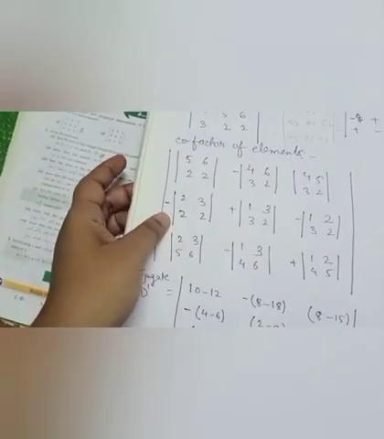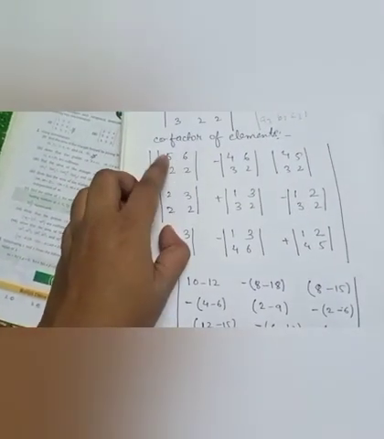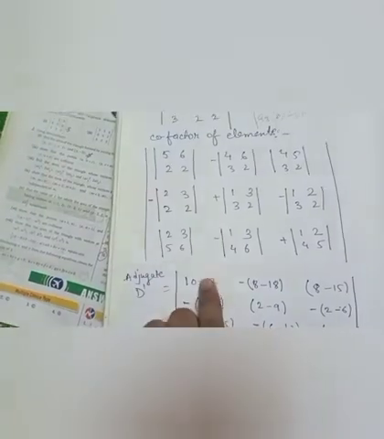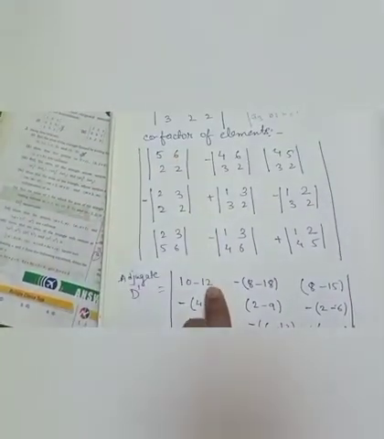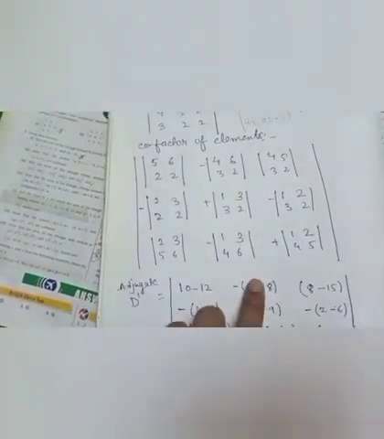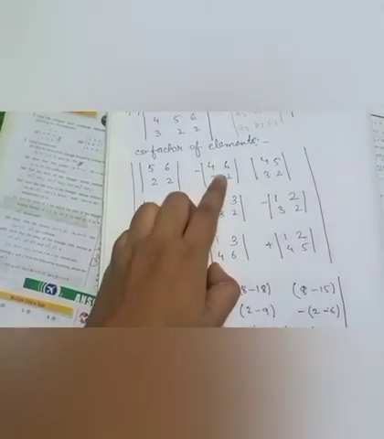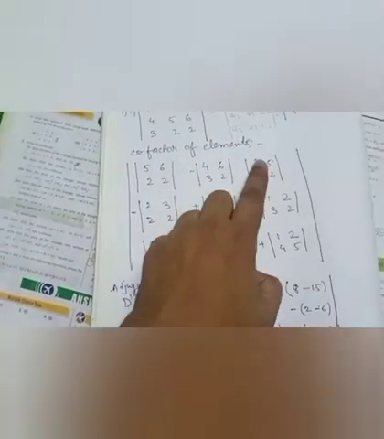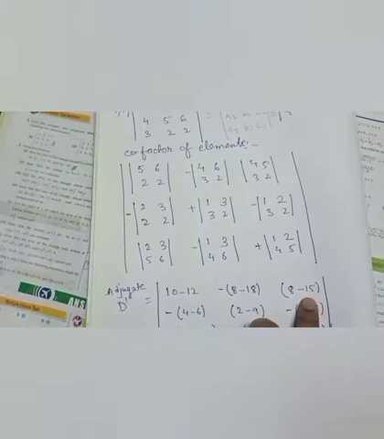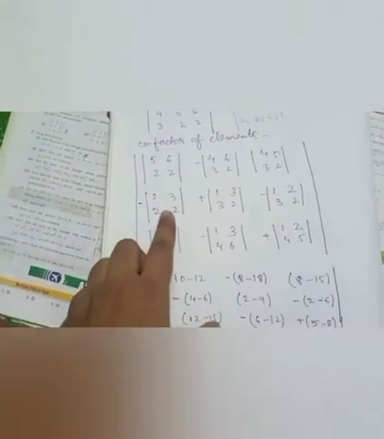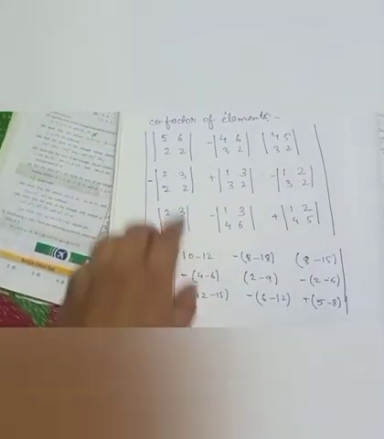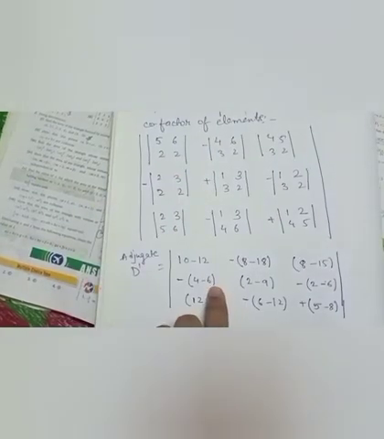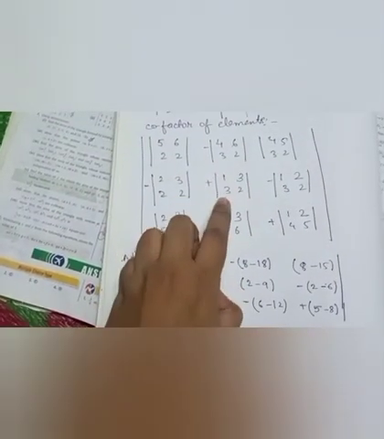Now what you will do, you will do cross multiplication. 5 2s are 10, minus sign you will put, 2 6s are 12. Then 4 2s are 8, minus sign you will put, 3 6s are 18. Then 2 4s are 8, 3 5s are 15, minus sign in between. 2 2s are 4, 2 3s are 6. Then 1 2s are 2, 3 3s are 9.